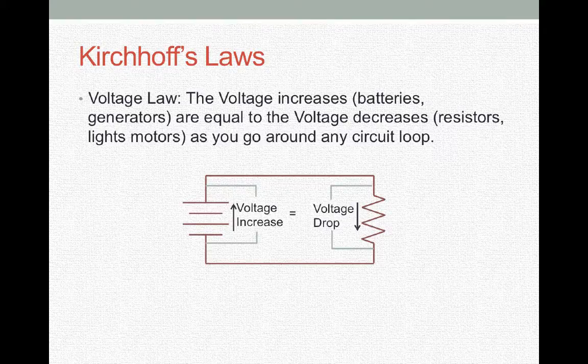Kirchhoff's laws. The first of the Kirchhoff's laws that we're going to talk about is the voltage law. This voltage law states that the voltage increases, the batteries or the generators in a circuit, have to be equal to the voltage decreases, the resistors or the lights or motors, whatever is dropping the voltage through a circuit as you go around the loop. So all the voltage increases have to equal all the voltage drops.